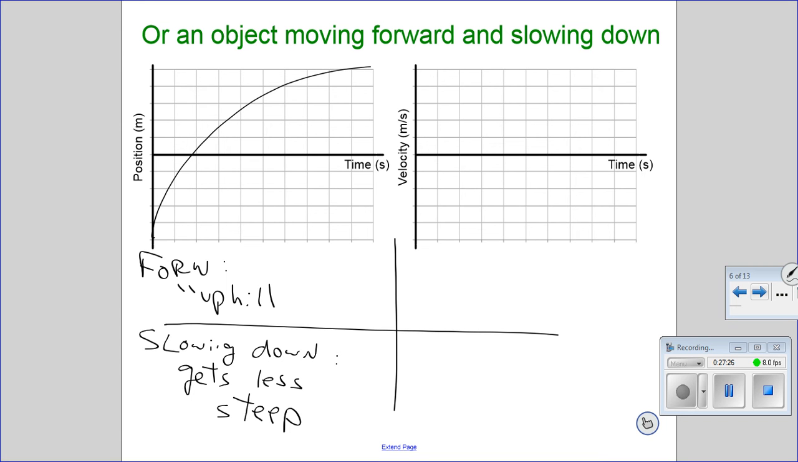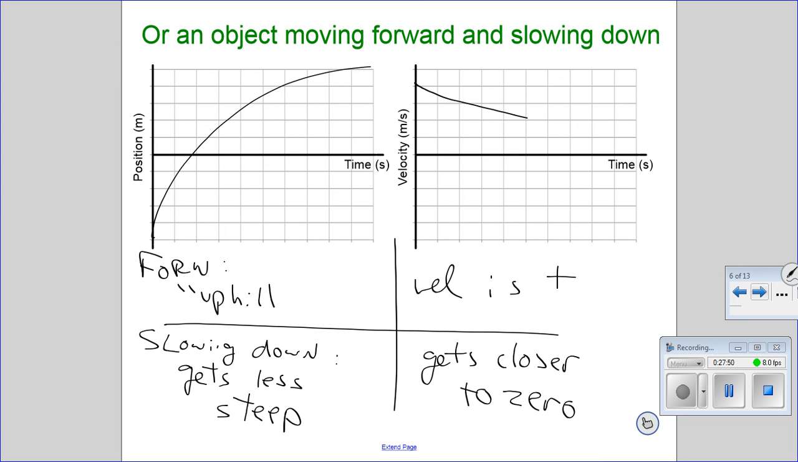Okay. Now, velocity. We're moving forward. That means that the velocity is positive, and we're slowing down, so it goes towards zero. Gets closer to zero. So I need a positive velocity that gets closer to zero. That's supposed to be a straight line. And it really should never go into the negatives either. Because once it goes negative, then it's going backwards, right?